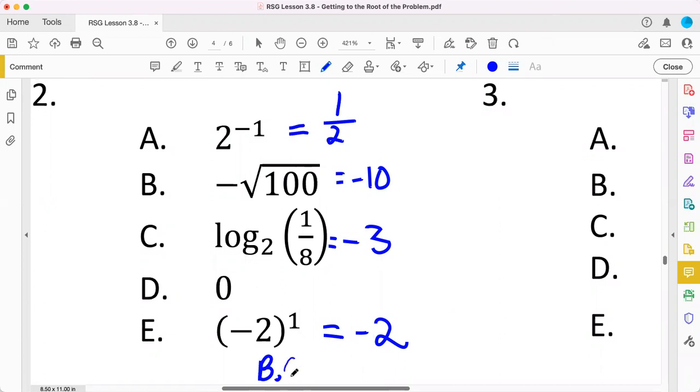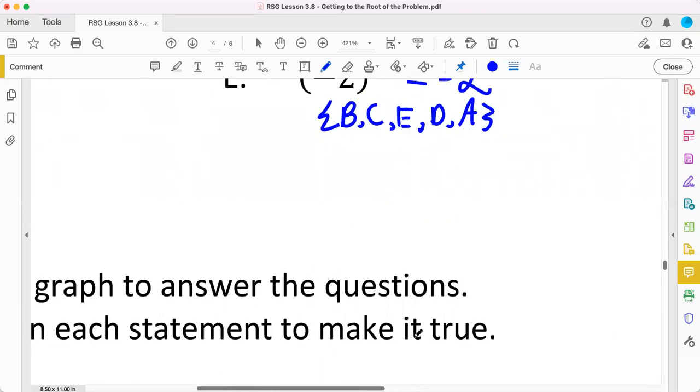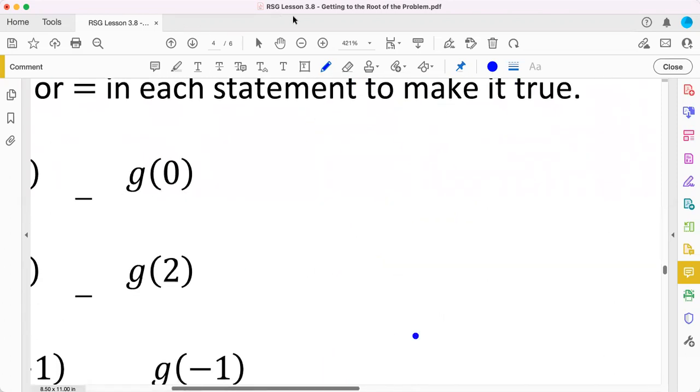You then hit C, which is -3. We're creeping out of the negatives with E as -2. We then hit 0, and then we creep into the positive realm with A. So there you go. B, C, E, D, A. I'll leave 3 and 4 for you to try. Let's shimmy on down. What else do we have here?